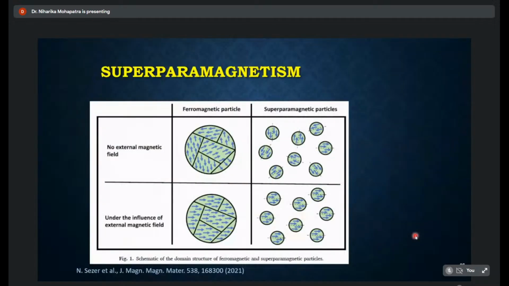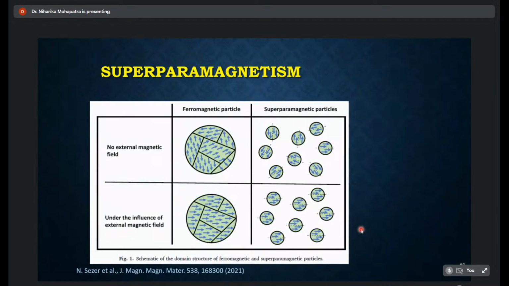Then in this condition, if you apply the magnetic field, this is a comparison with a ferromagnetic particle. For a ferromagnet, if you apply the external magnetic field, you will see those are like domains, and with no field they are randomized, and on applying the field, all the domains are aligned along the direction of the field. Now for a superparamagnet, if there is no external field, you can see that they are all in random directions, and if you apply the field, all moments are aligned along the direction of the field.